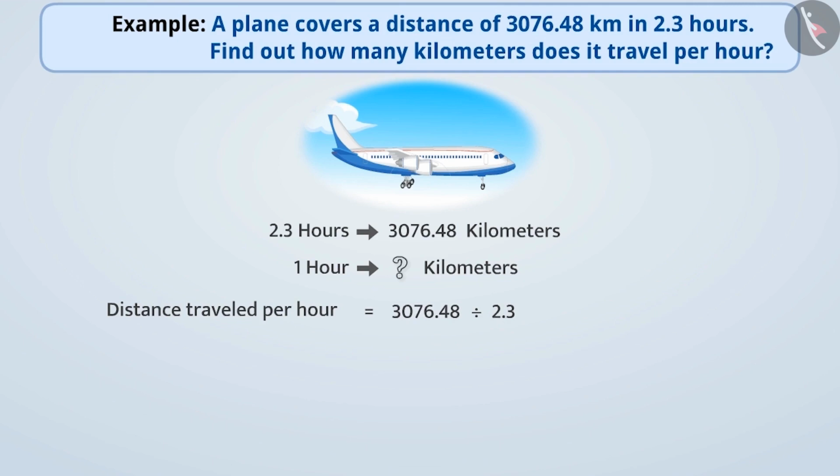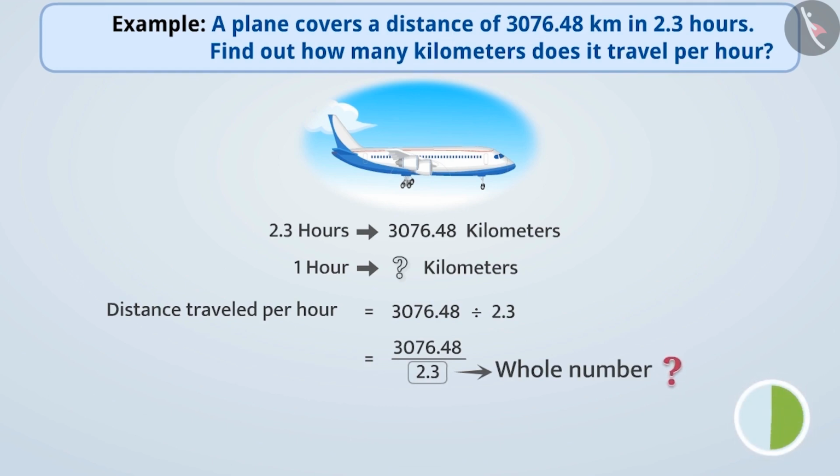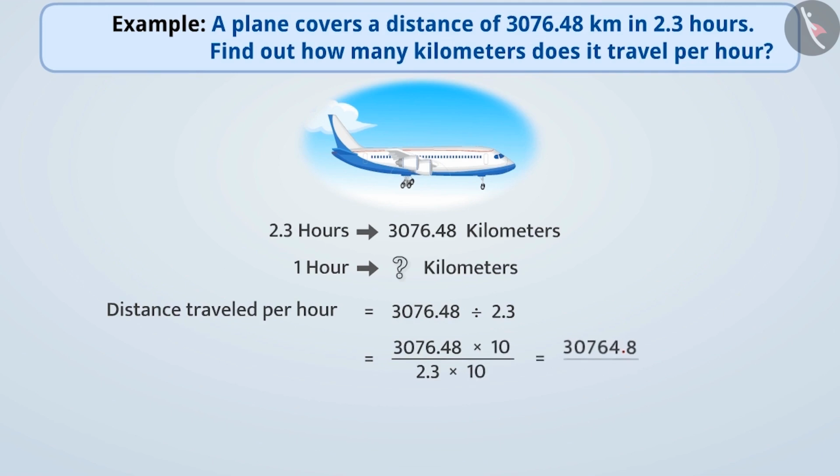We will look at another method of dividing two decimal numbers. First, we write this division as 3076.48 by 2.3. Then, we will convert the denominator into a whole number. Just think of how you can do this. Let me tell you, if we multiply both the numerator and the denominator by 10, the value will remain the same, but the decimal point will move one place to the right.